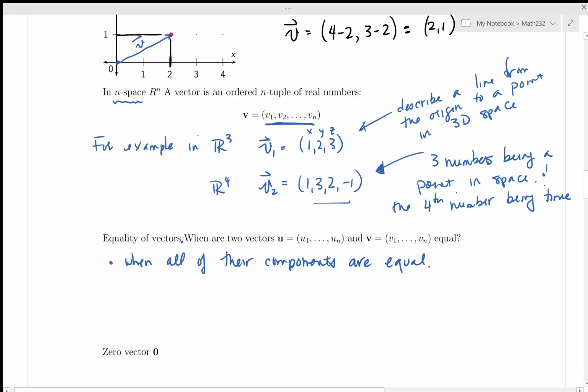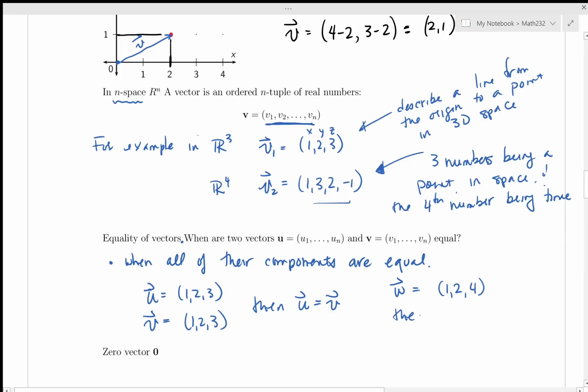Okay, so if I have vector u equal to 1, 2, 3, and I have vector v equal to 1, 2, 3, then u is equal to v. If we had some other vector w equal to 1, 2, 4, then u is not equal to w. Okay, they have to all be the same.